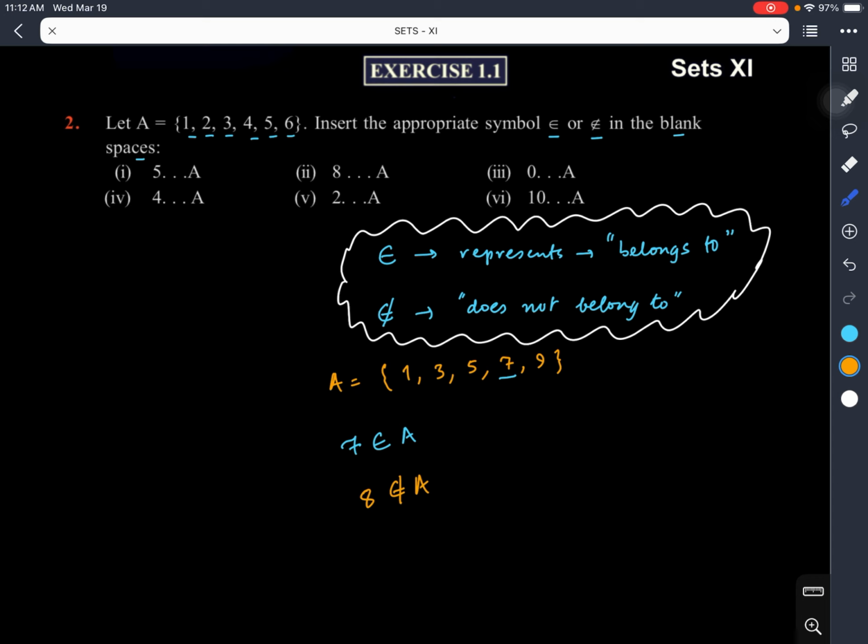So part number 1: is 5 an element of A? Yes, we can see it is present in the set, so it belongs to A. Similarly, 8 is not present in the set, so it does not belong to A. 0 is again not an element of the set, so we'll say 0 does not belong to set A. 4 is an element of set A, so it belongs to A. Similarly, 2 is an element of the given set, so 2 belongs to A. 10 is not an element of this very set, so 10 does not belong to set A.